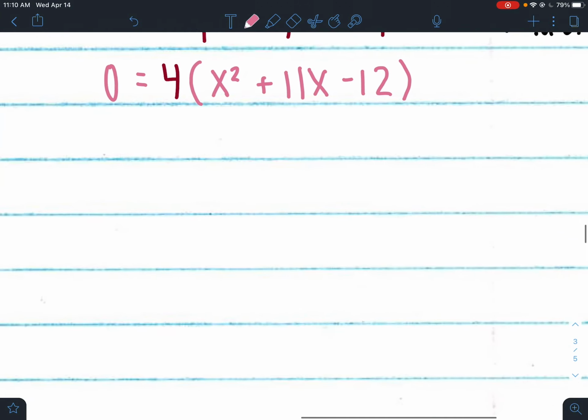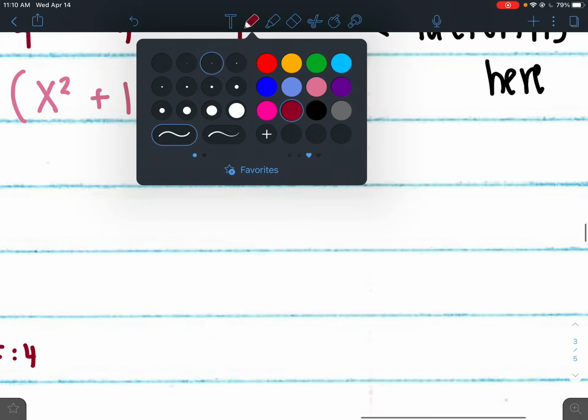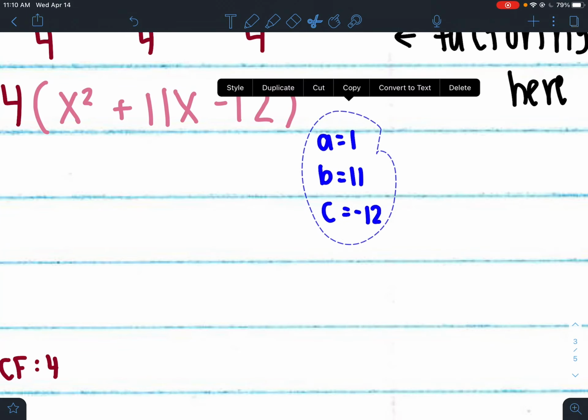Now remember that GCF of 4 is important, but not until later. So I'm going to remind myself that I have a GCF of 4, but I'm not going to do anything with that GCF yet. All right, so we're going to move on to the AC method. We start with A, which is 1 here. B is 11. C is negative 12.